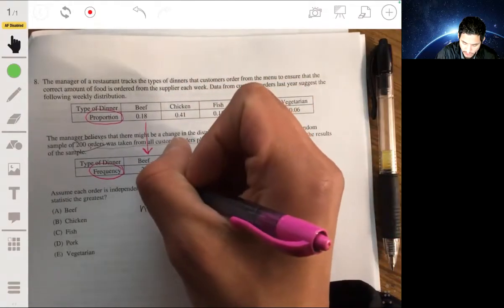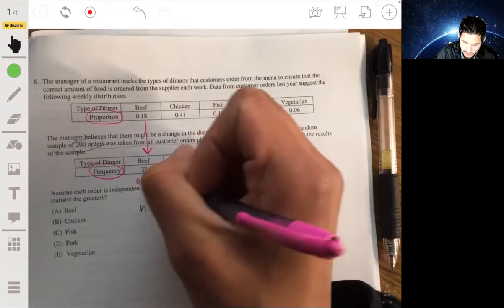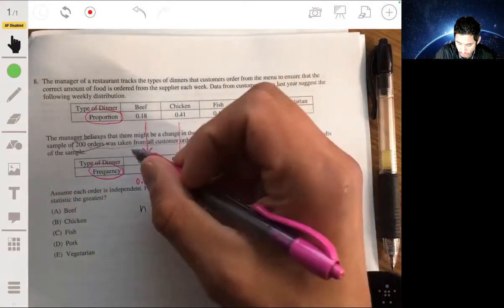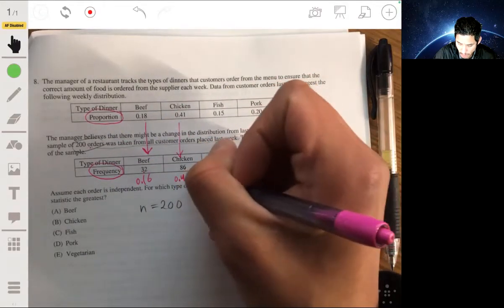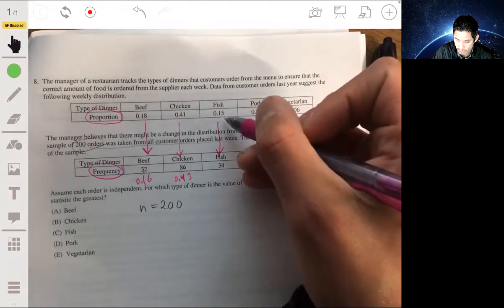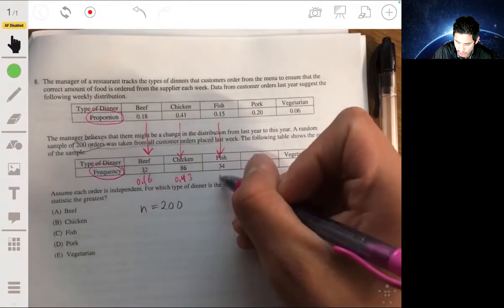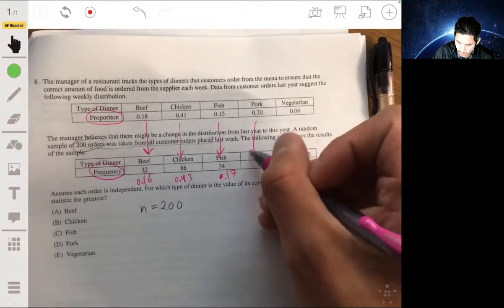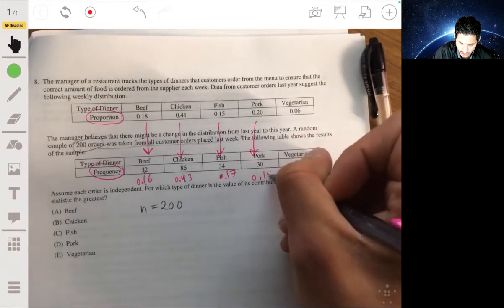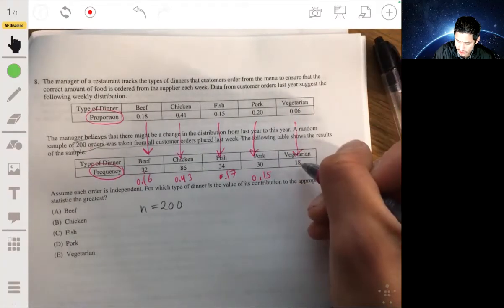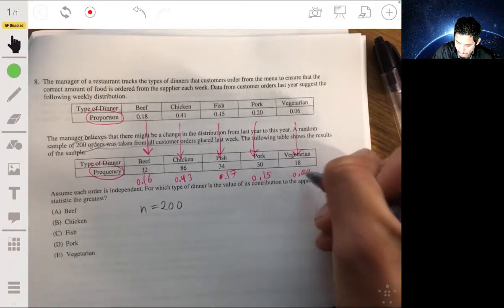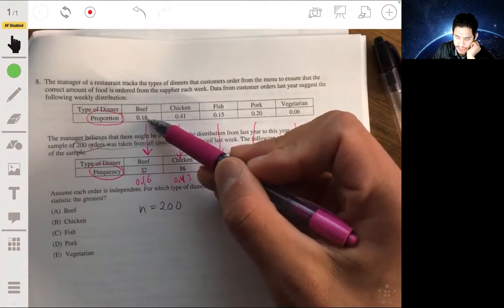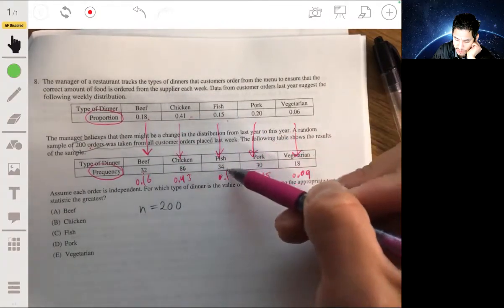So 18%, 32 out of 200 would be 16%, or 0.16. 41%, 0.41, 86 out of 200 would be 0.43. 0.15, 34 out of 200 would be 0.17. 0.2, 30 out of 200 would be 0.15, and from 0.06 to 18 out of 200, or 0.09. Okay, so we can see that they did change in their proportions.